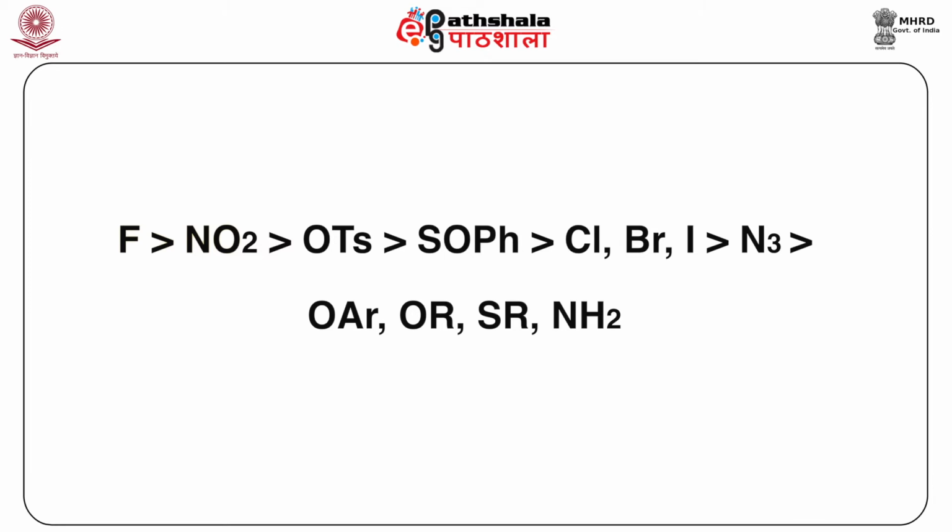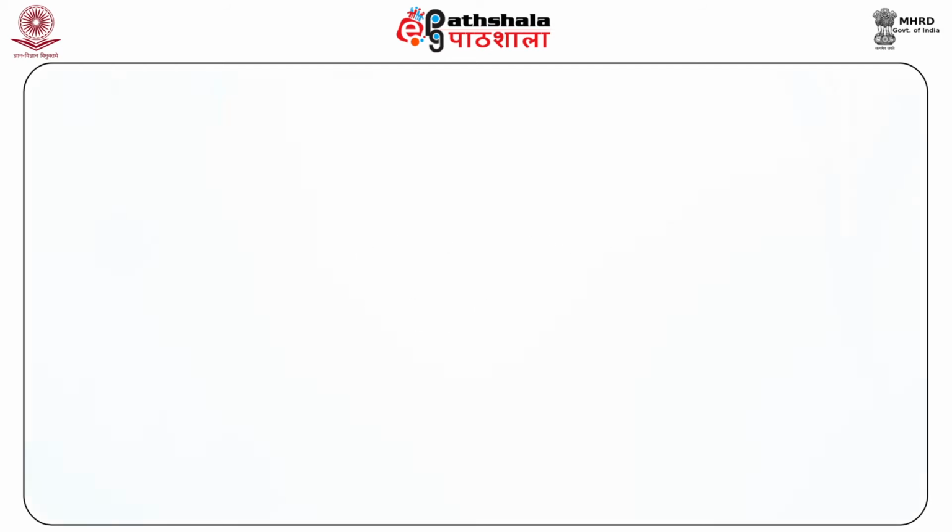Now you see here that the best leaving group is the fluorine, then the nitro, then the tosyl, then the SOPh, then the chlorine, bromine and iodine, they are at the same position, then the nitride, then the NR3+, that is the trialkyl nitrogen cation, then the OAr, that is the phenyl ether, then the OR, that is the aliphatic ethers, then thioethers, that is the SR, and NH2, and the phenyl ethers, they all are at the same position, that is at the end.